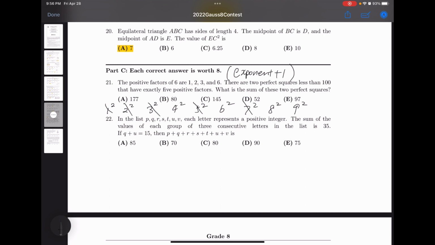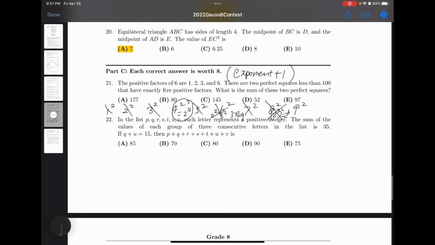So for 4 squared, we can factor this into 2 to the power of 4, and because 4 plus 1 equals 5, it meets the requirement. For 6 squared, we can factor it into 2 squared times 3 squared, and the number of factors is 3 times 3, which equals 9. For 8 squared, we can factor it into 2 cubed squared, which gives us 2 to the power of 6, and the number of factors would be 7. Therefore, it doesn't match the requirement.